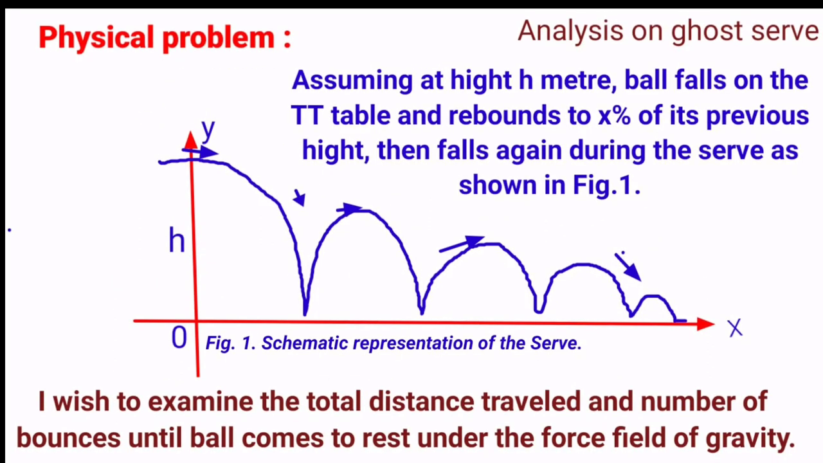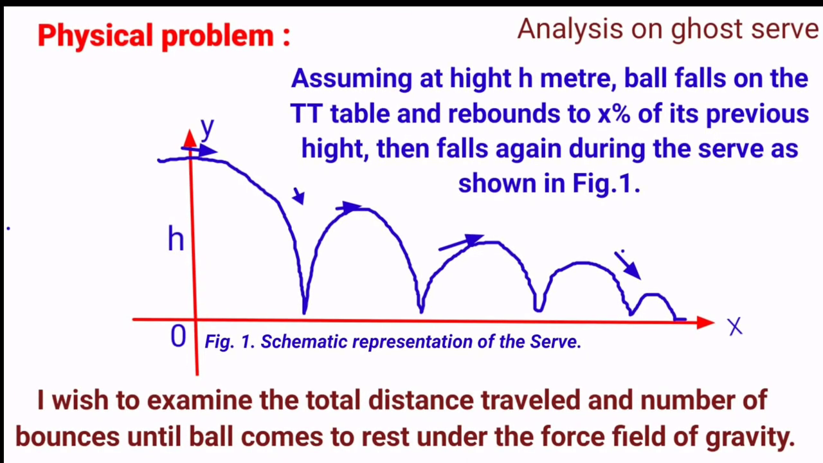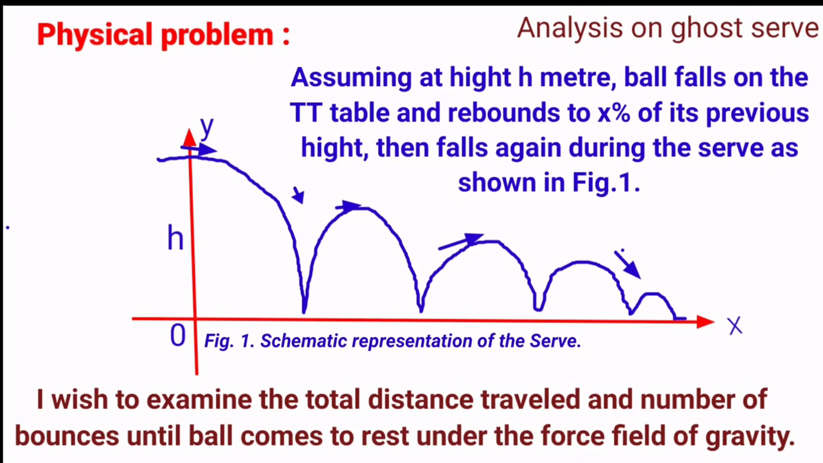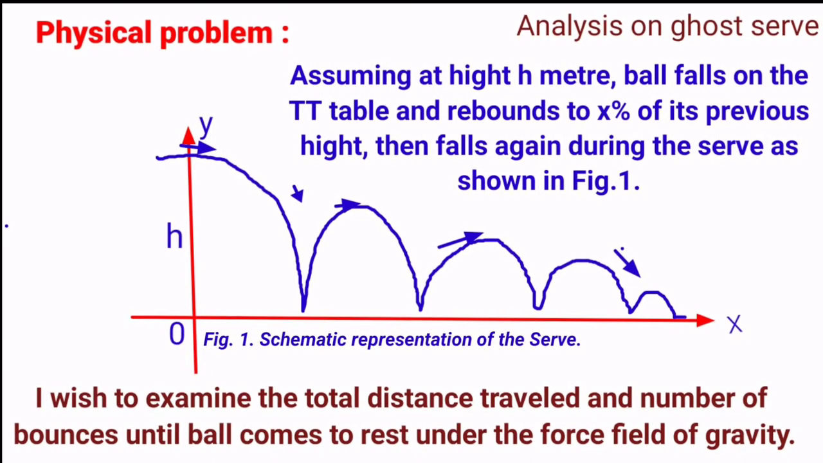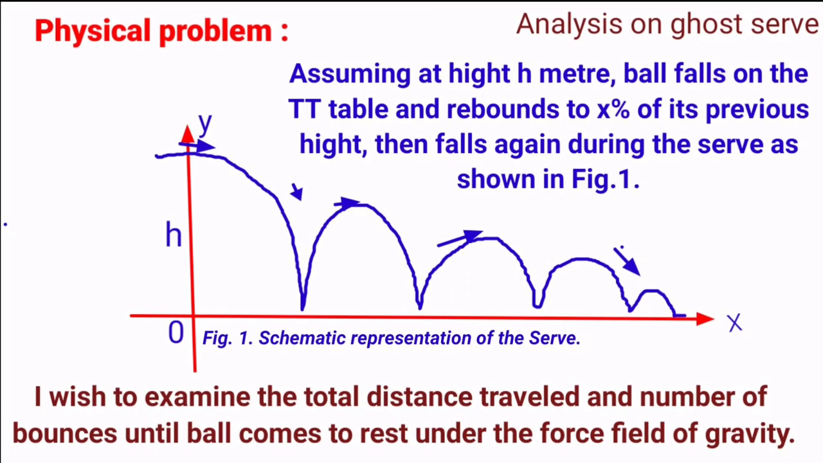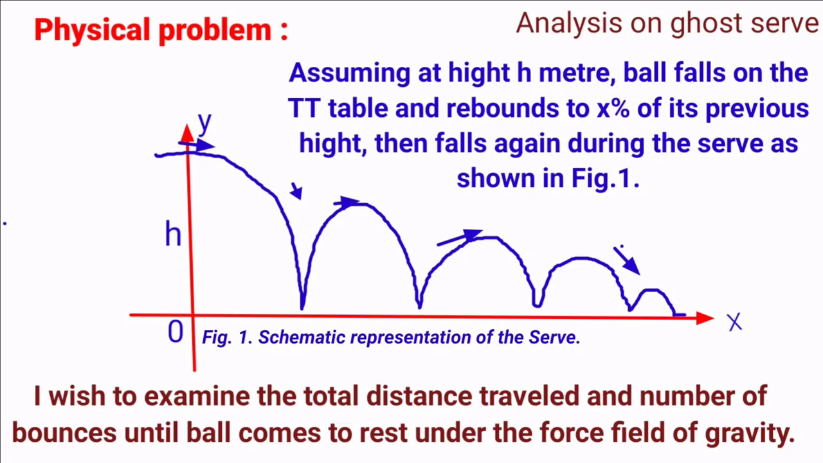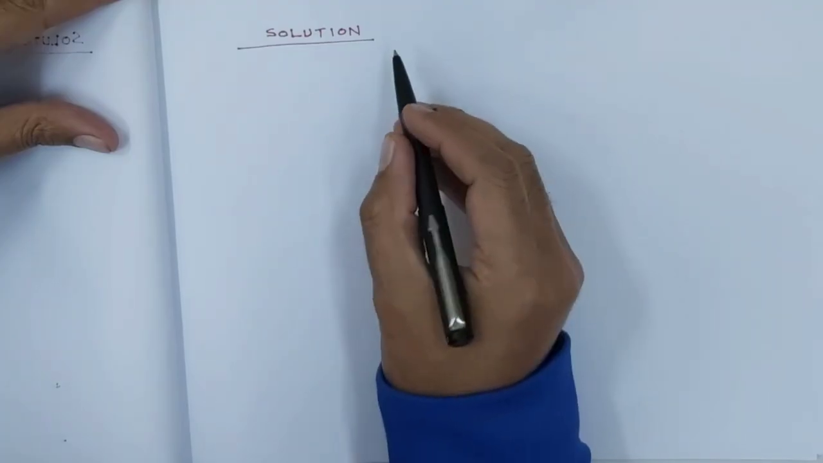Physical problem. Assuming at height h meter, a ball falls on the TT table and rebounds to x percent of its previous height, then falls again during the serve as shown in figure 1. I wish to examine the total distance traveled and number of bounces until the ball comes to rest under the force field of gravity. Solution.